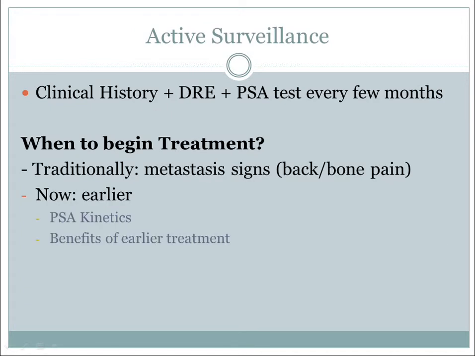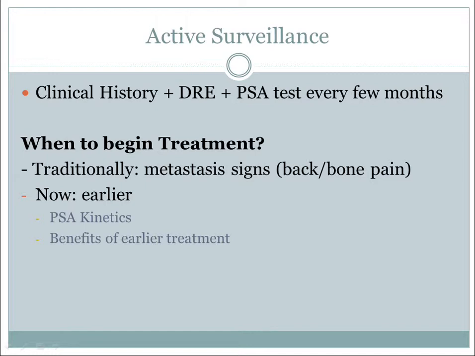Now, the majority of these men with insignificant tumors will undergo active surveillance, which is essentially obtaining clinical history, doing a digital rectal examination, and doing a PSA test every few months just to survey. We'll keep an eye out on the cancer.